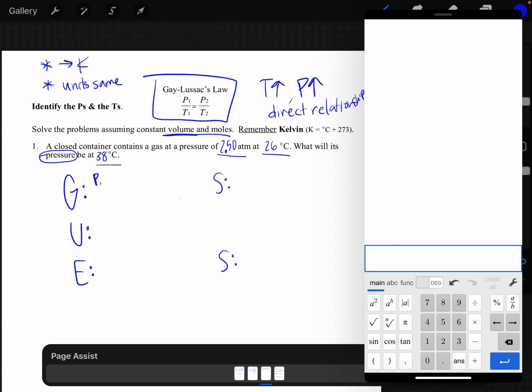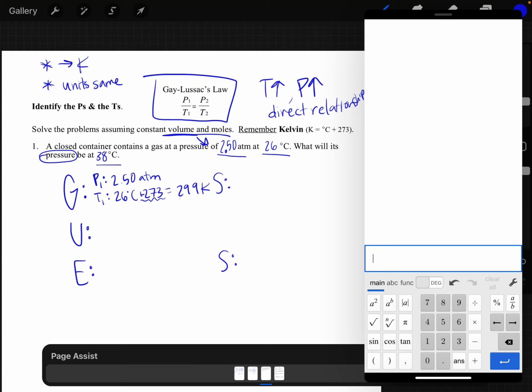Okay, so we know that our first pressure was 2.50 atmospheres because that's what it told us. And that specific gas is at a temperature at that time of 26 degrees Celsius. I recommend immediately moving yourself to Kelvin before you accidentally forget about this. The way you get to Kelvin is by just adding the number 273. When I add those two numbers together, I should get 299 Kelvin.